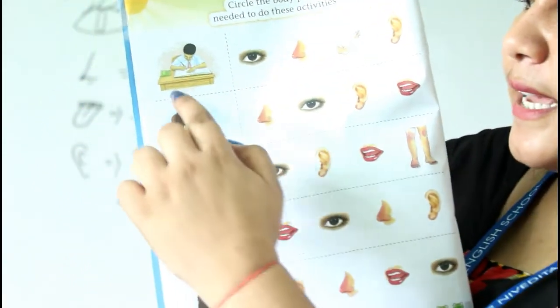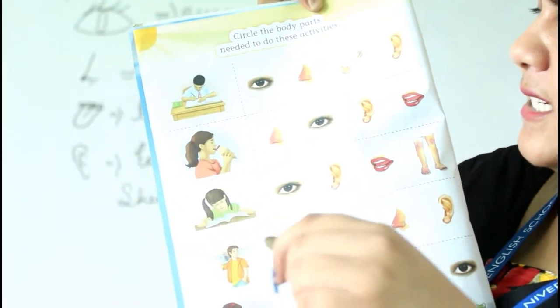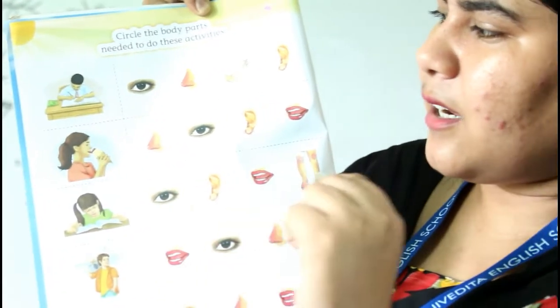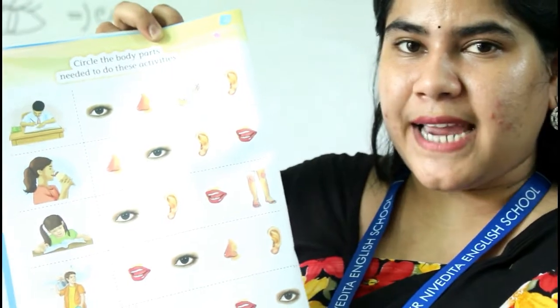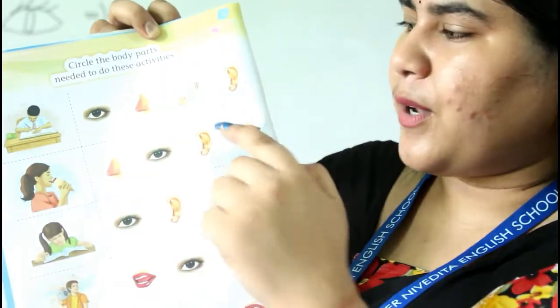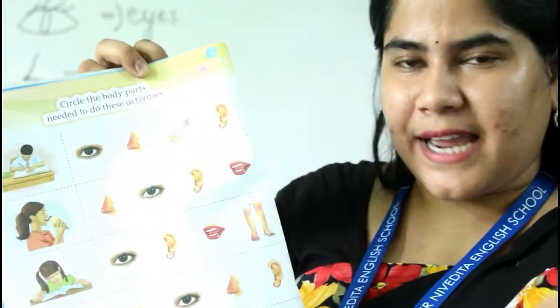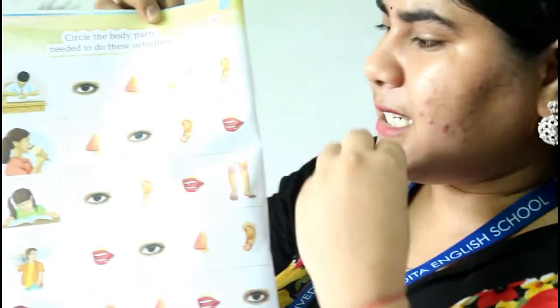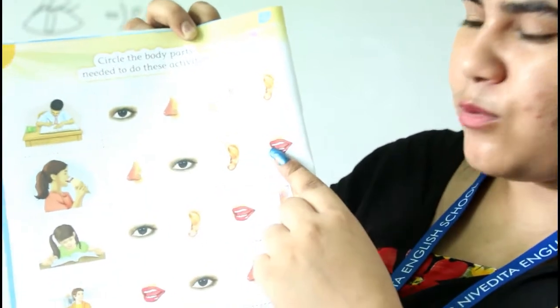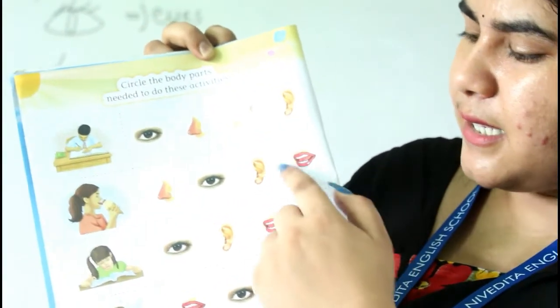Like the boy is writing. Right, the boy is writing. Which body part helps us to write? Eyes? No, hands help us to write. Okay, so this girl is eating the ice cream. Which body part helps us to eat? Mouth. So circle this mouth.